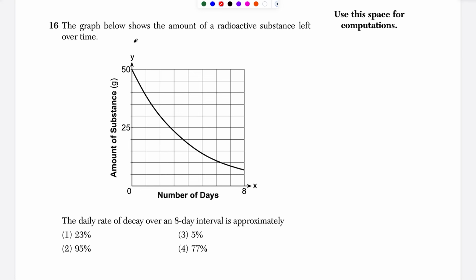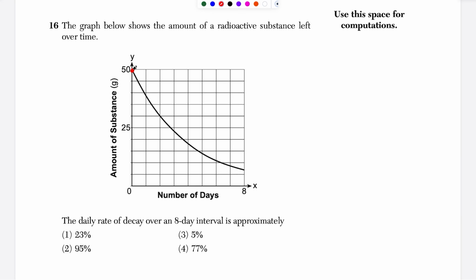Question 16, the graph below shows the amount of radioactive substance left over time. And we have this graph over here. And then next, the daily rate of decay over an 8-day interval is approximately, and then we have these percentages here. So the concept for this question here is we have an exponential function and we need to find the base of our exponent.